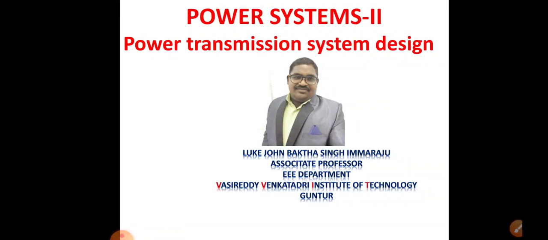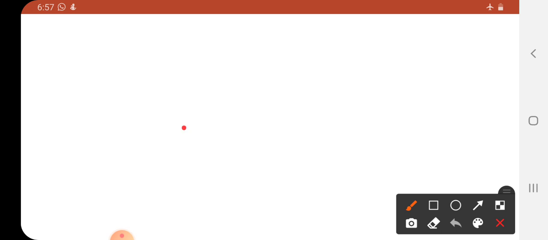In the previous class, we studied the open end line of a transmission line, and now let us see the short circuited line.